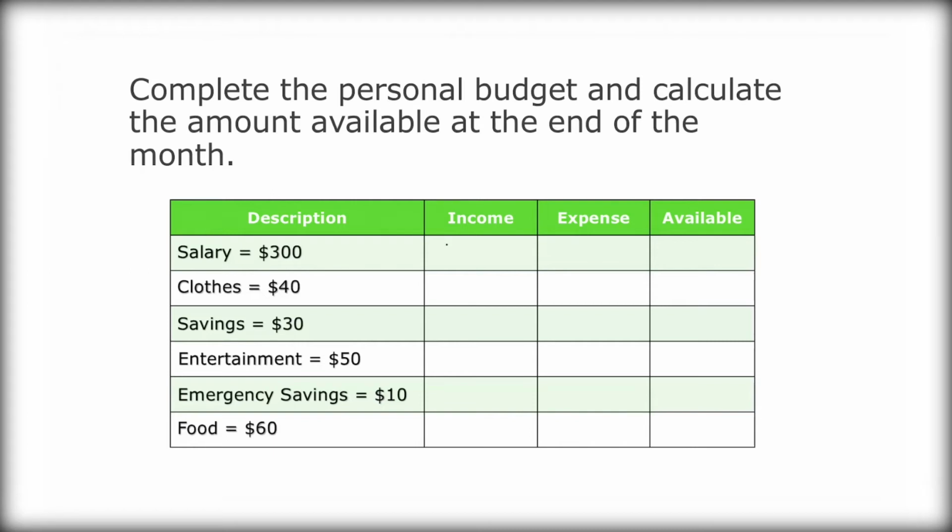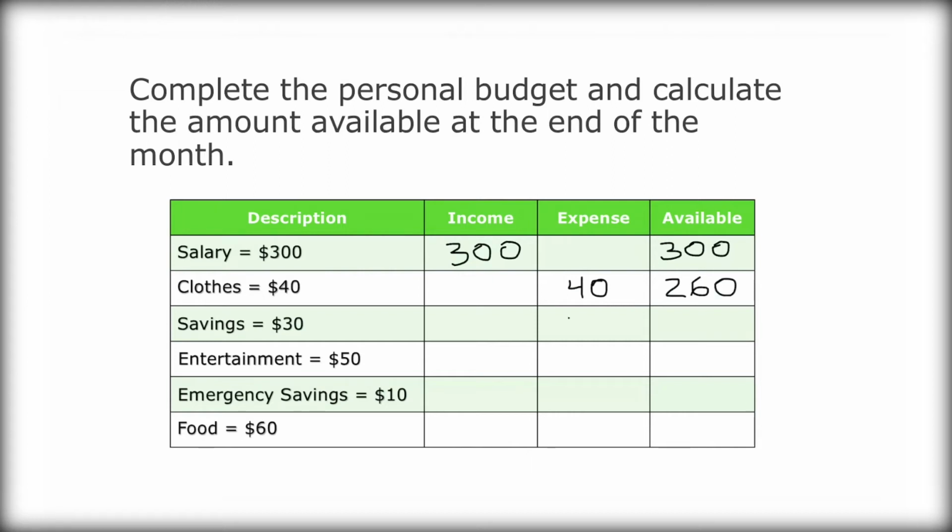Remember, salary is income, money that is coming in, so I'm going to put it in the income column, and that means I'm going to have an available balance of positive 300. Then we have clothes, and that is money going away, so that's an expense. I'm going to put it right here, and that subtracts from the 300, so I'm going to have a new balance of 260.